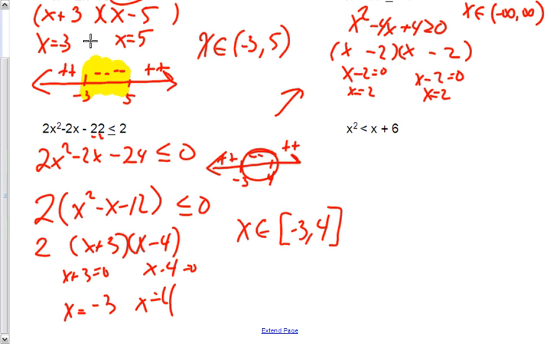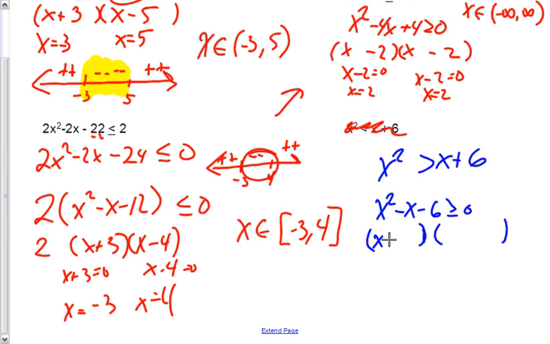Now, I'm going to change the problem because this one's not as much fun. Let's try x squared is greater than x plus 6. Gotta get everything over to the left side. I always get it greater than or equal to 0. It's the easiest way to do it. x squared minus x minus 6 is greater than or equal to 0. Alright. Factor it.